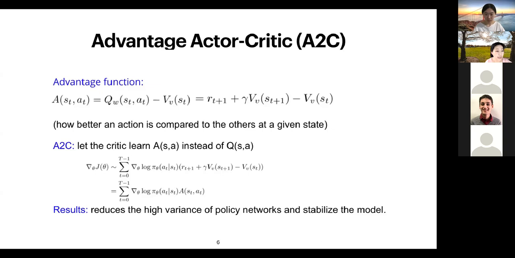Okay, so that's all. Essentially, if you replace that, you can see the policy gradient now, instead of being the previous form, has this form. So replace that with the A. Okay, so basically the result is that it will reduce the high variance of policy networks and stabilize the model.